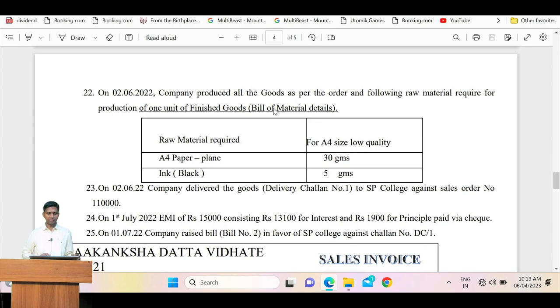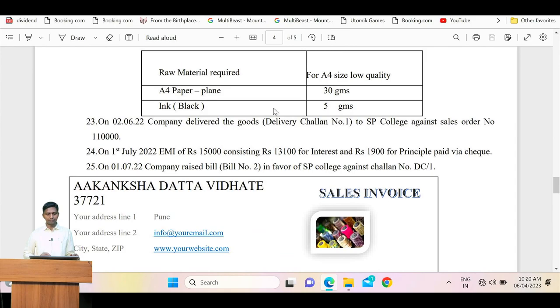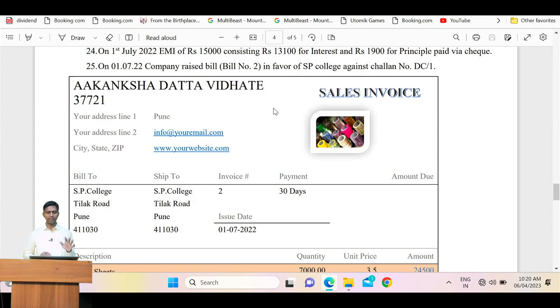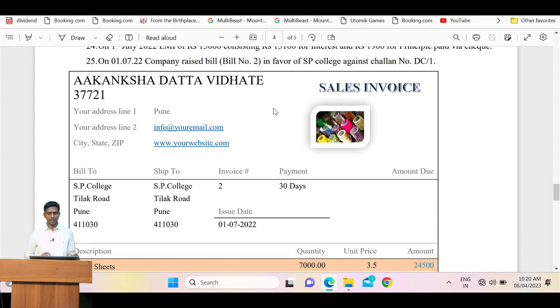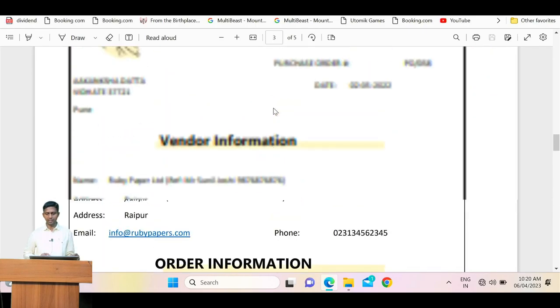Yes, and then you produce goods. In Tally, you will find the manufacturing journal, and with the help of the bill of material, by giving that information, you have produced the goods, that printing job. Then, in between EMI and all, let me first clarify the inventory related things. Then you dispatch goods to your customer, SP College, and you raised the bill, and SP College paid you the due amount within time.